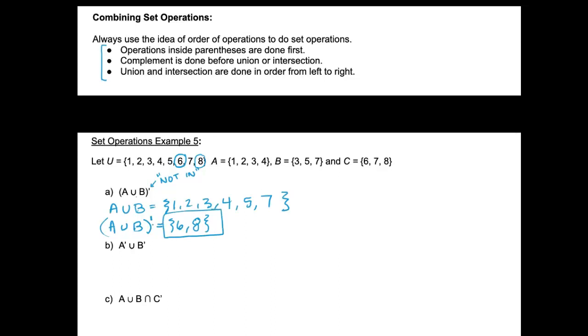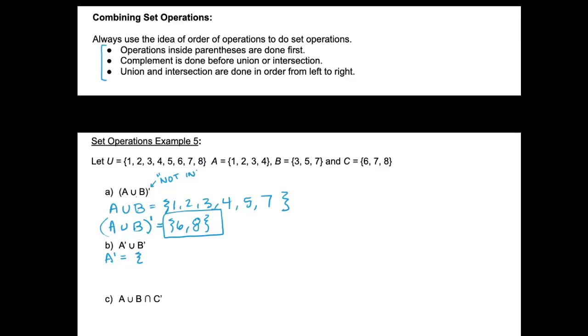Okay, so the next one, we've got complements here, but then the union. And so we need to look at the second bullet and make sure that we're doing the complement first before doing the union. So I'm going to write down A complement and do that first. So this means what is not in A. And before I do that, I want to erase what I circled from the last problem so I don't get confused there.